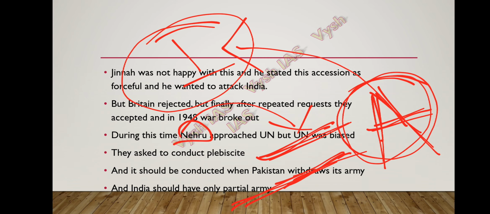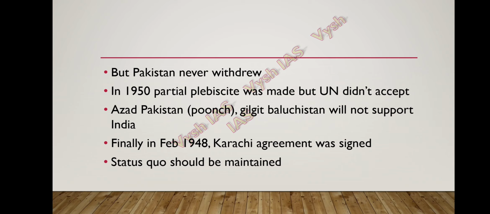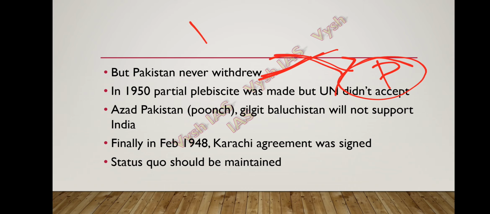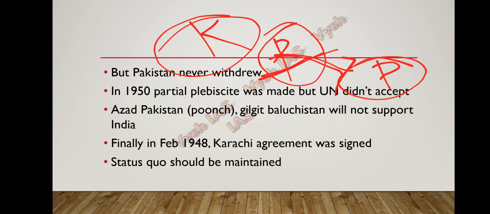But the plebiscite was never conducted because Pakistan never withdrew from this area. They know that if they withdrew, the plebiscite would be conducted, and they may or may not get the area of Jammu. But if Pakistan keeps its army in that particular area, the plebiscite will not be conducted, and they can have a hand in the politics and other activities of Kashmir. So they did not withdraw from that area.